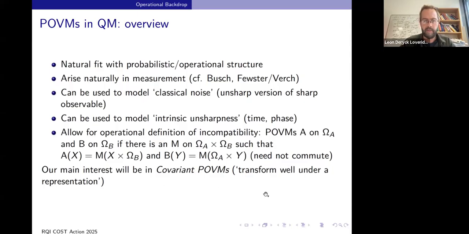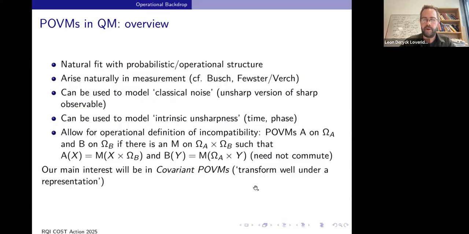I'll talk about this more again in a minute. If one of them is self-adjoint, one of them is sharp, then compatibility is exactly equivalent to commutativity. So it's a genuine generalization. So the POVMs of interest are going to be covariant ones.